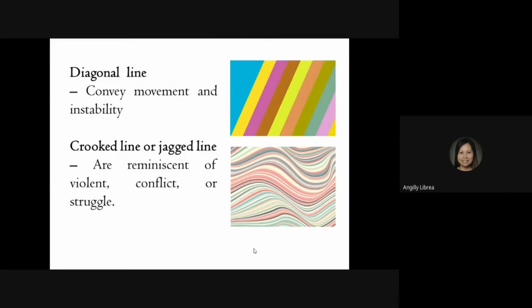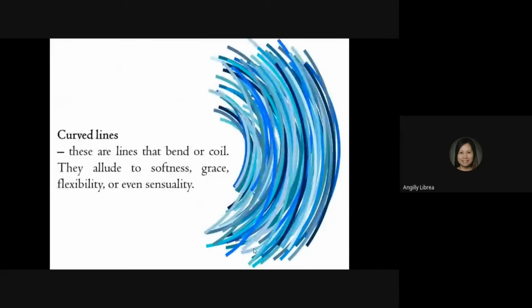Crooked lines or jagged lines, on the other hand, are reminiscent of violence, conflict, or struggle. Next is curved lines. These are lines that bend or coil. They allude to softness, grace, flexibility, or even sensuality.